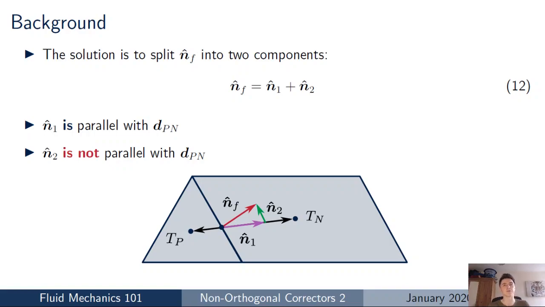Now, some of you who've been paying attention so far and are well used to this non-orthogonal correction problem may have seen my previous talk, where it's not actually clear at this stage how we choose the vectors N1 and N2. What I'm going to be showing you in this talk are the different methods that we can use to choose N1 and N2, and then the actual method that CFD codes use to decompose that unit normal vector nf into different components.